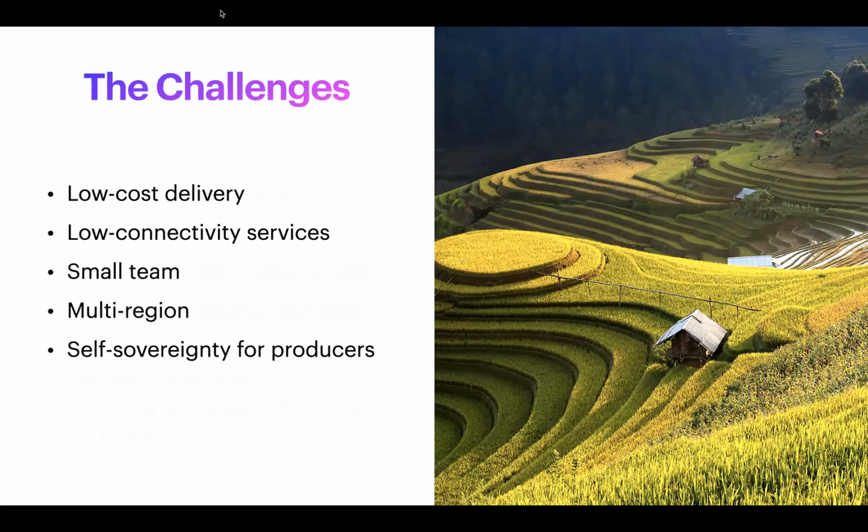So the challenges were low cost delivery. I didn't want to pass on any costs to farmers. And I also wanted to make sure that I could afford to build it in the first place. Low connectivity services. So we had 2G and below. Sometimes it was just simply 1G to get the connectivity. So we were using SMS data essentially to send data up from the farms. So those pipelines had to be efficient.